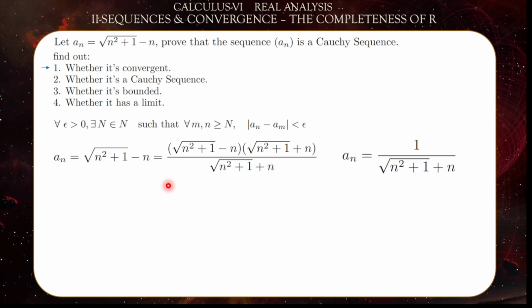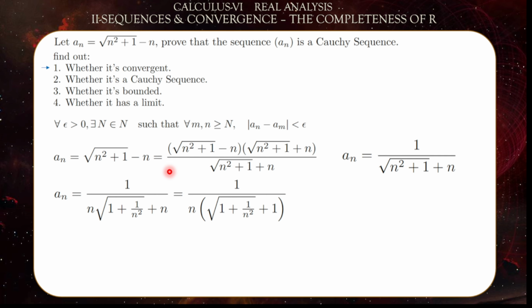We multiply by the conjugate, both numerator and denominator. So the square root of n squared plus 1 minus n is equal to (the square root of n squared plus 1 minus n) times (the square root of n squared plus 1 plus n), over the same, numerator and denominator, which equals n squared plus 1 minus n squared, which is 1 divided by the square root of n squared plus 1 plus n. Because n squared cancels out. Negative n squared cancels out with plus n squared.